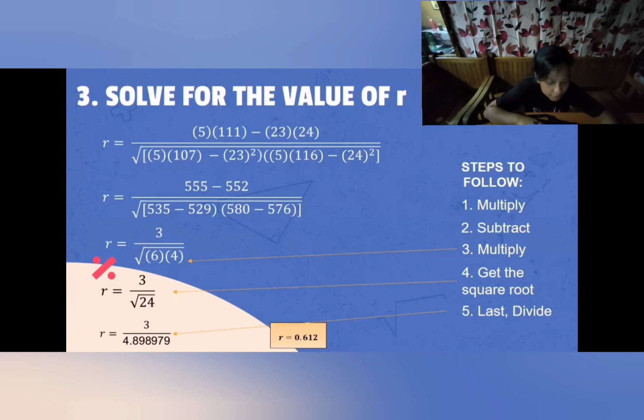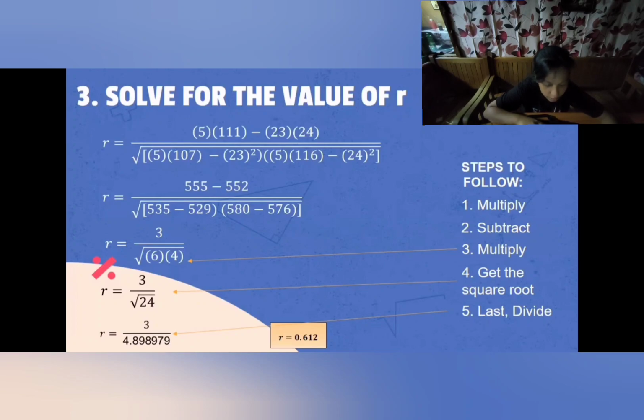would be 5 times 111 is 555. 23 multiplied by 24, that is 552. 5 times 107, that's 535. 23 multiplied by 23, that is 529. 5 times 116, that could be 580. 24 times 24, that could be 576. That's the first step, multiply.